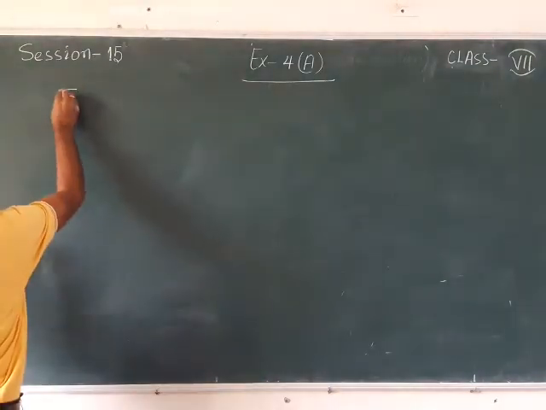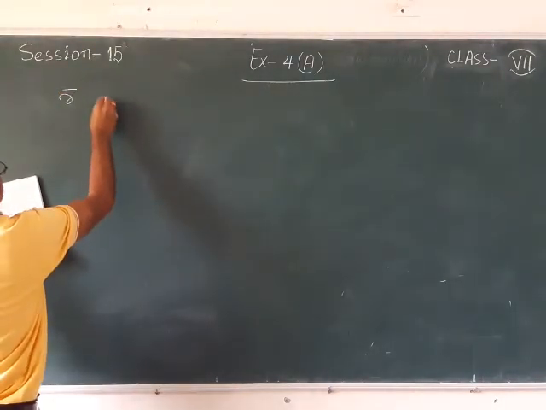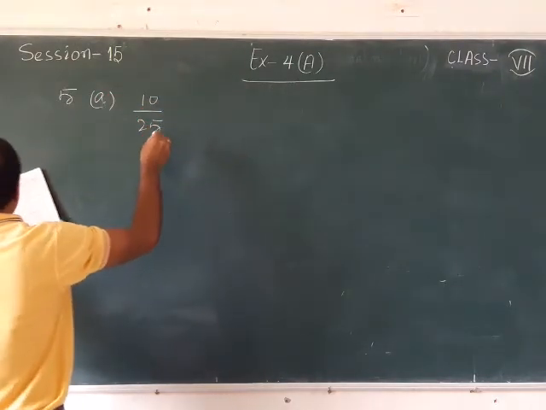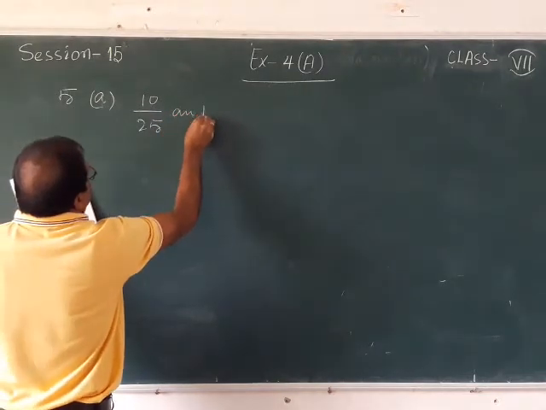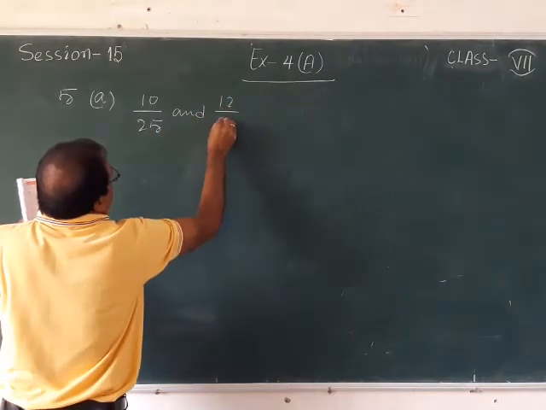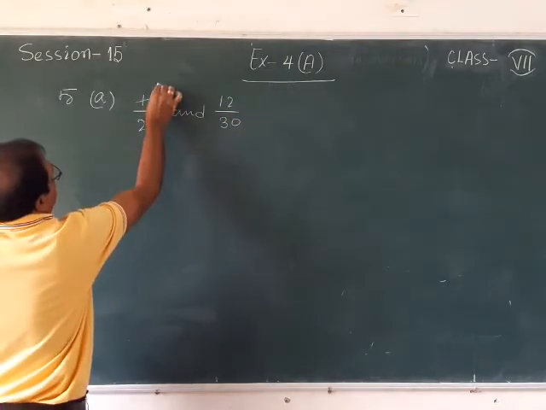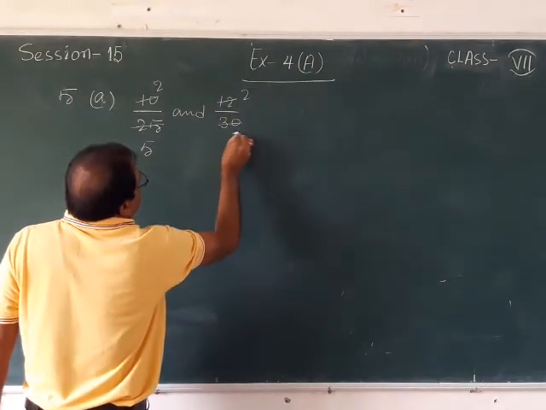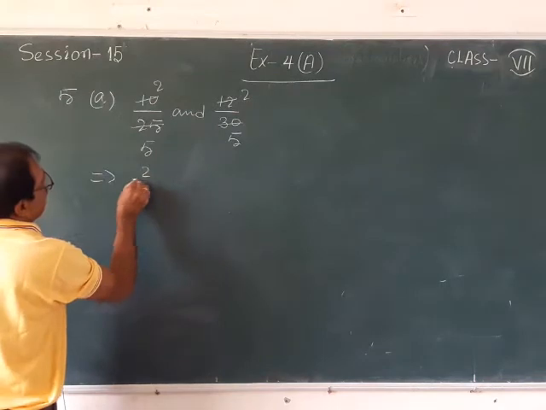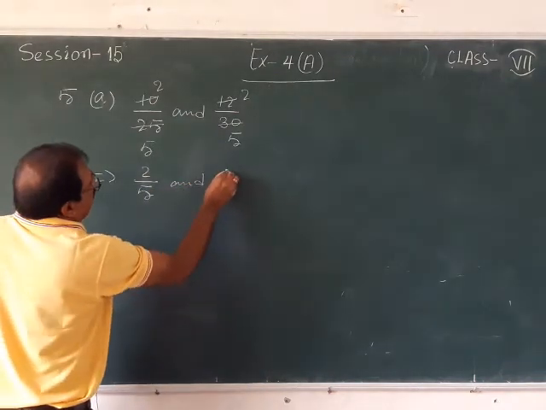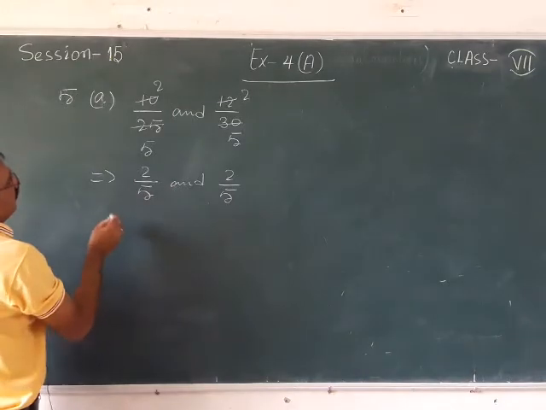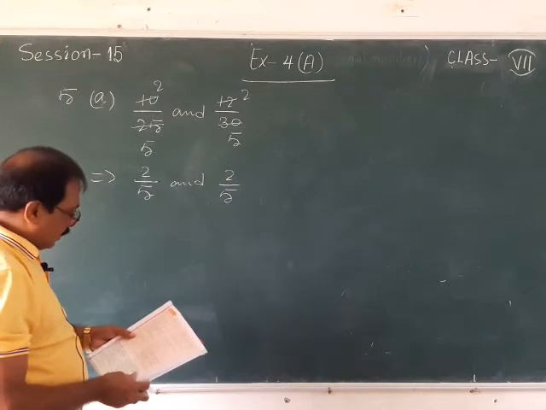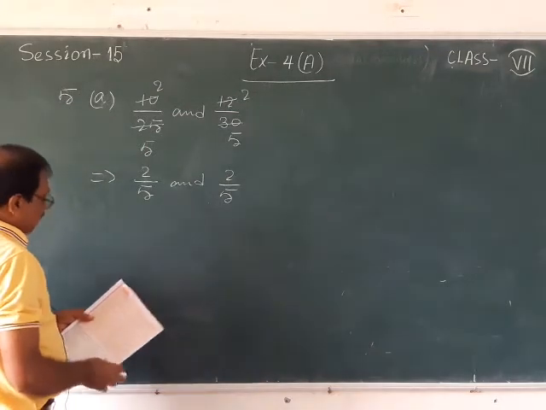They have told 5a. Here it is 10 upon 25 and another one is 12 upon 30. So I can cancel: 5 twos are 10 and 5 fives are 25, and here 6 twos are 12 and 6 fives are 30. So ultimately I can see that it is 2 by 5 and it is also 2 by 5. That means these are equivalent fractions. You can see both are the same fraction. So the pair of rational numbers are equivalent.